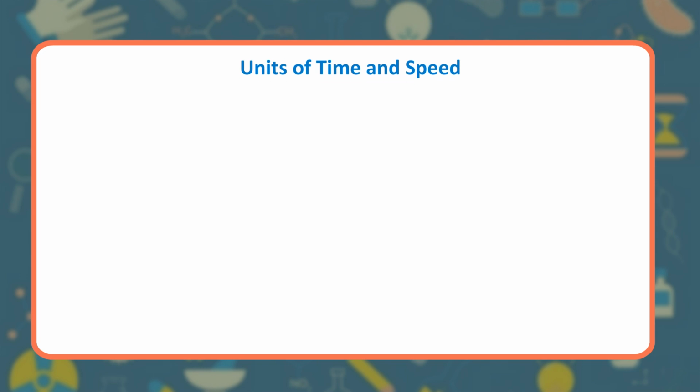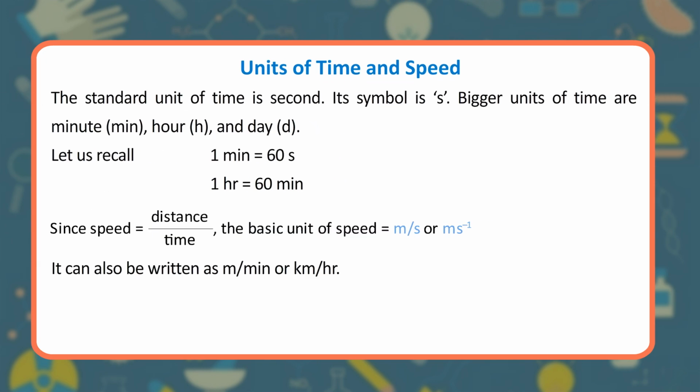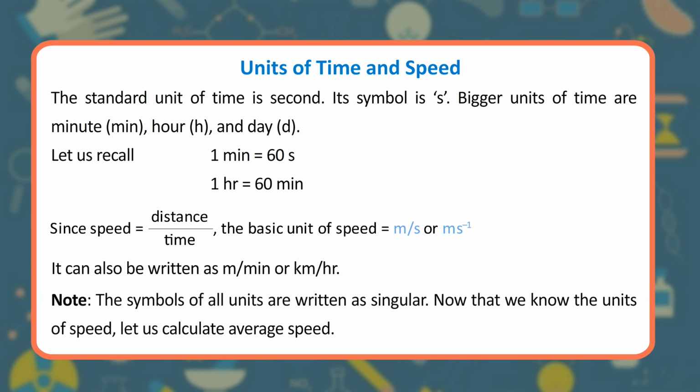Units of time and speed. The standard unit of time is second. Its symbol is s. Bigger units of time are minute, min, hour, h, and day, d. Let us recall, 1 minute equals 60 s, 1 hour equals 60 minutes. Since speed equals distance divided by time, the basic unit of speed is meter per second or m s^-1. It can also be written as m per minute or km per hour. Note: The symbols of all units are written as singular.